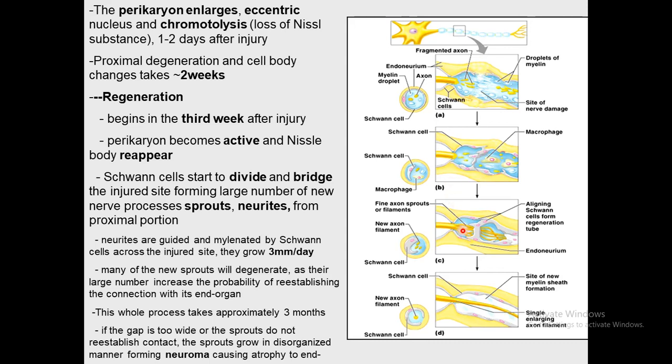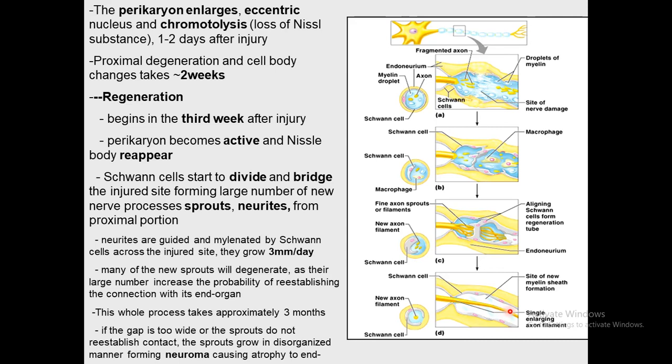Those axons will create growth parts. Those growths are called sprouts, or they are called neurites. Many neurites are formed. Only few of them will manage to reach towards the targeted tissue. Once it regains its original shape, then the neuron is completely healed.